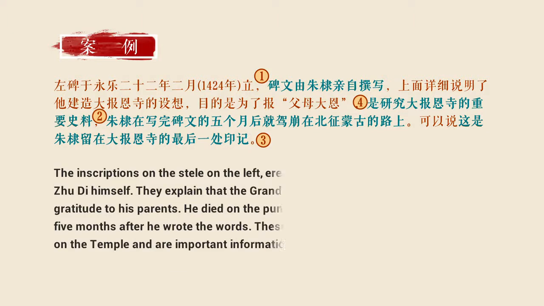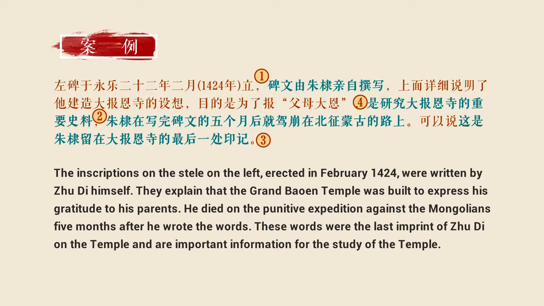The inscriptions on the stele on the left, erected in February 1424, were written by Zhu Di himself. They explain that the Grand Baoan Temple was built to express its gratitude to his parents. He died on the punitive expedition against the Mongolians 5 months after he wrote the words. These words were the last imprint of Zhu Di on the temple and are important information for the study of the temple.